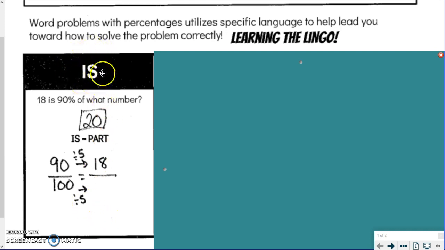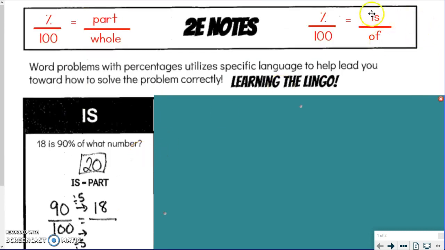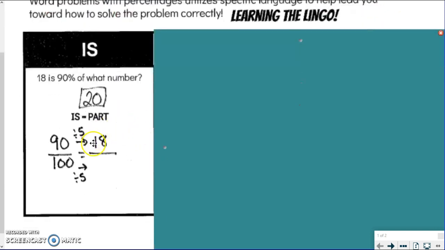Then when I look, it says 18 is. So it's giving me that part, that is. And like I said up here, is over of. Is is the part, kind of like we did over here. So is goes on top, which is 18, because it says 18 is. And then it says of what number? We don't know, so that's the part we're leaving blank and trying to find. That's the missing number. We can look up and down or across like we have been with our proportions. I notice going from 90 down to 18, we're dividing by 5. So we divide 100 by 5 and we get 20. And that kind of makes sense: 18 out of 20. 90% is a fairly high percent, so 18 should be pretty close to 20, just like how 90 is close to 100.